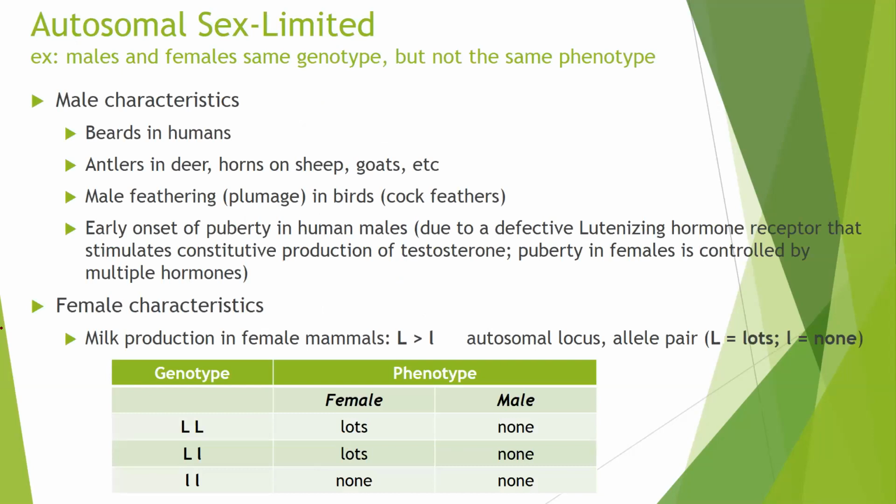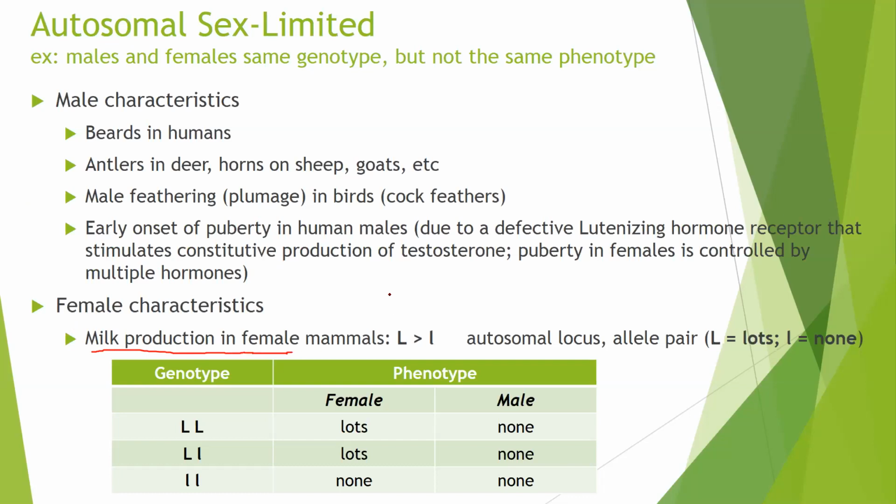So this is another type of phenotype. The genes controlling this phenotype are not on the X or Y chromosomes. Those genes are located on autosomes. However, the expression of those genes is limited by sex. So, for example, let's look at this example: milk production in cows.